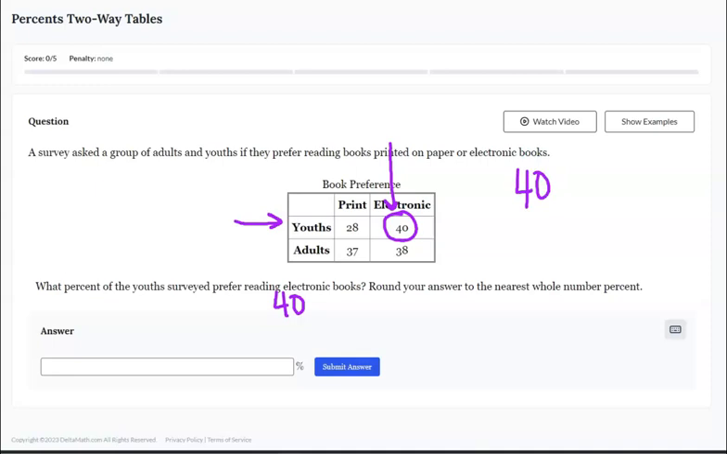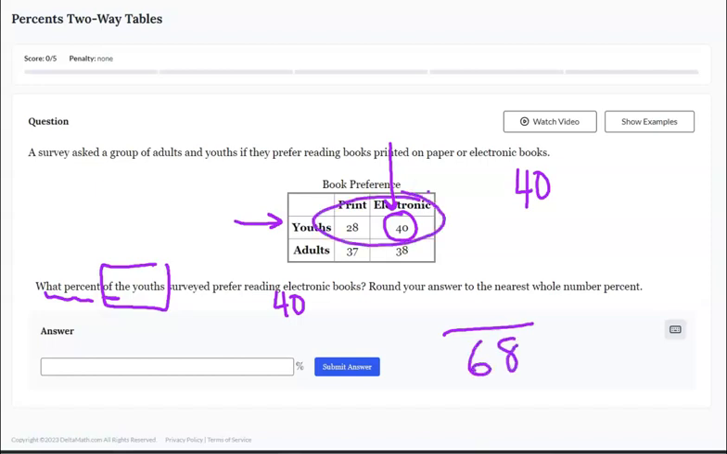So again, at the beginning here, they asked for what percent of the youths. So of is your denominator. So we need to know how many youths were surveyed. And 68 were surveyed. Of all of those youths, how many preferred reading electronic books? And that would be 40. So 40 out of 68 is our part and whole. And now we have to determine that percentage out of 100.